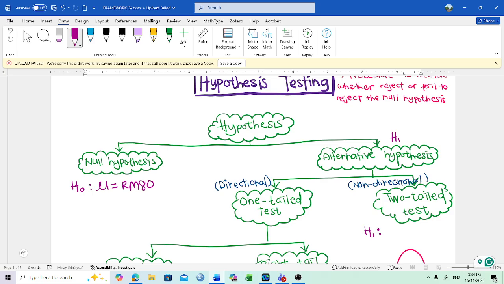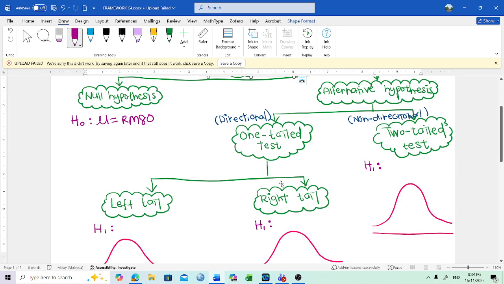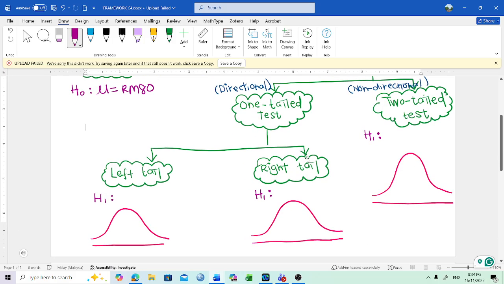Now, let's take a look at the alternative hypothesis. For the alternative hypothesis, we have one-tailed test and two-tailed test. The one-tailed test is also known as directional form, and the two-tailed test is also known as non-directional. The one-tailed test has a left tail and a right tail. For the left tail, commonly we denote it using the less than symbol.